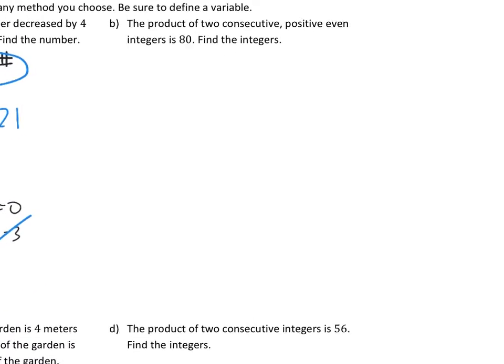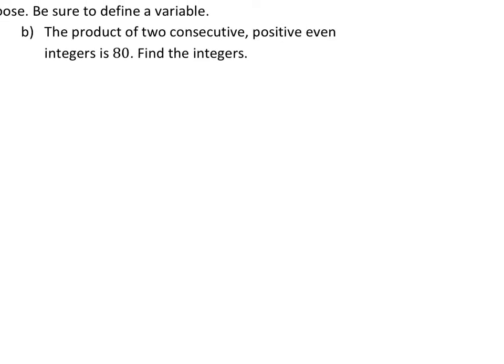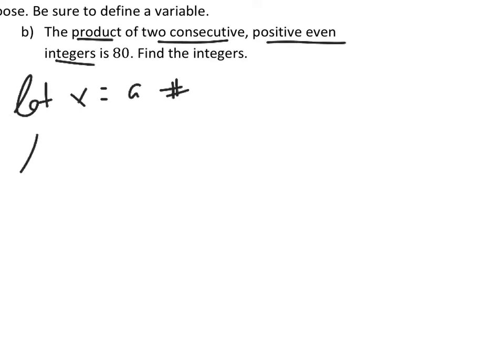Letter B. The product of two consecutive positive even integers is 80. Find the integers. Again, this one goes way, way back to the beginning of the year. Let x equal a number. So the product of two consecutive positive even integers: they have to be consecutive, so you have to go in order, but they have to be even. So think like 2 and 4. Way back from the beginning of the year, how do you get from 2 to 4? You add 2, so let x plus 2 equal the second number.